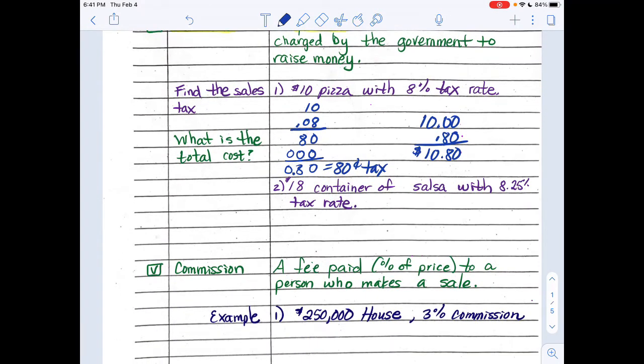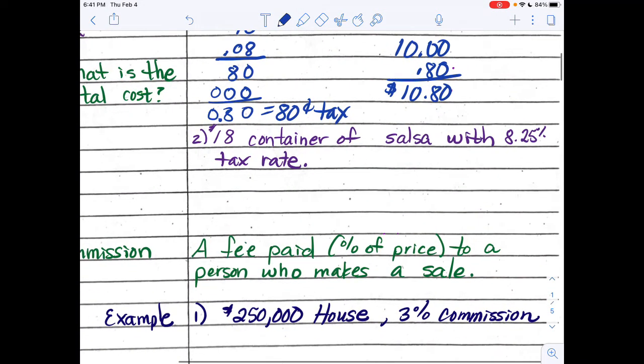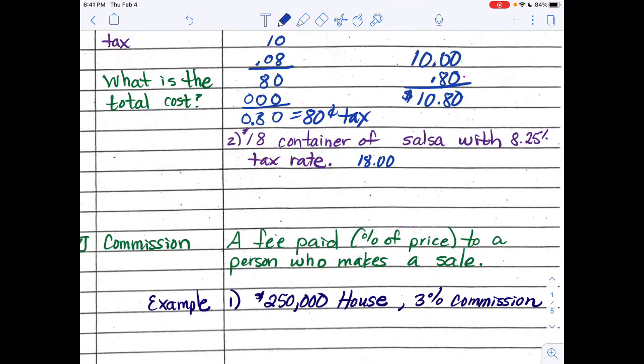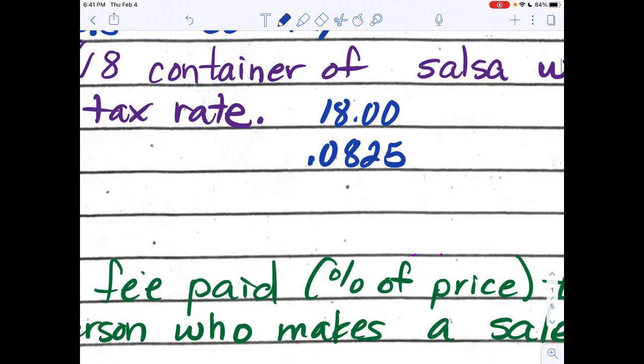So that's one example. Our second example is how much an $18 container of salsa will cost if there's an 8.25% tax rate. So let's do that one. We're going to start off with our $18. And remember, to show our tax rate, we're going to do 8.25, and that's a percent, so we have to move it 2 places to the left. So it ends up being 0.0825. Let me zoom in a little so you can see it better now. That's a lot of decimal places.